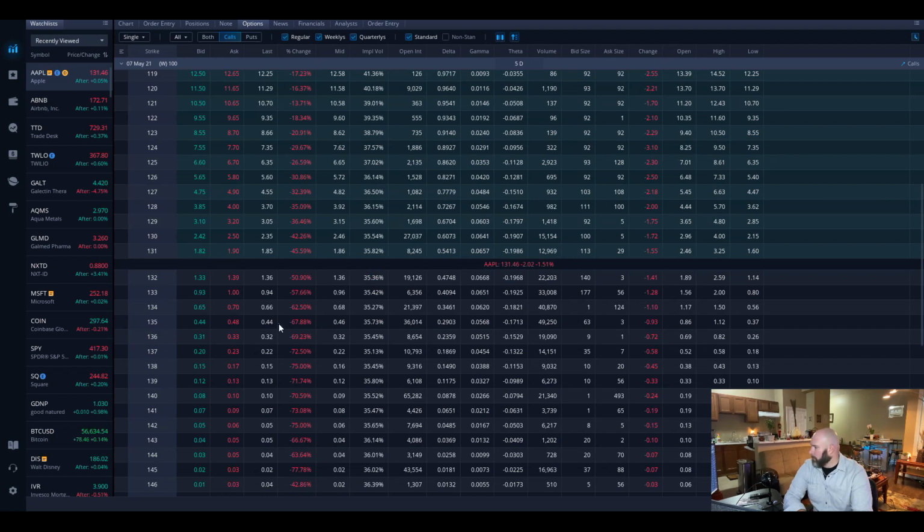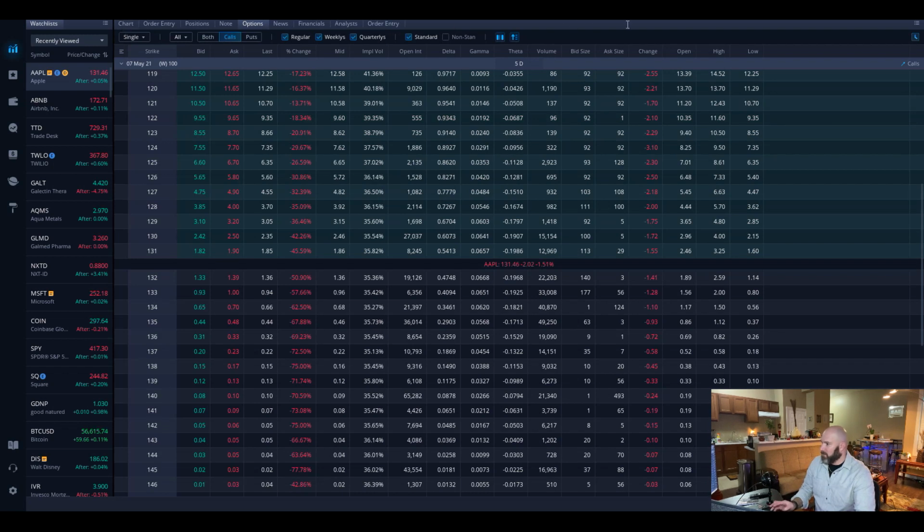But the probability is going to be factored into what's called theta over here. I'll get into theta a little deeper later on. Those are not the primary concerns for what I want to show you guys right now. The primary things I want to show you is implied volatility, open interest, okay? And we'll get into delta and gamma as well. But implied volatility is a percentage that's factored in based off of the stock's volatility, okay?